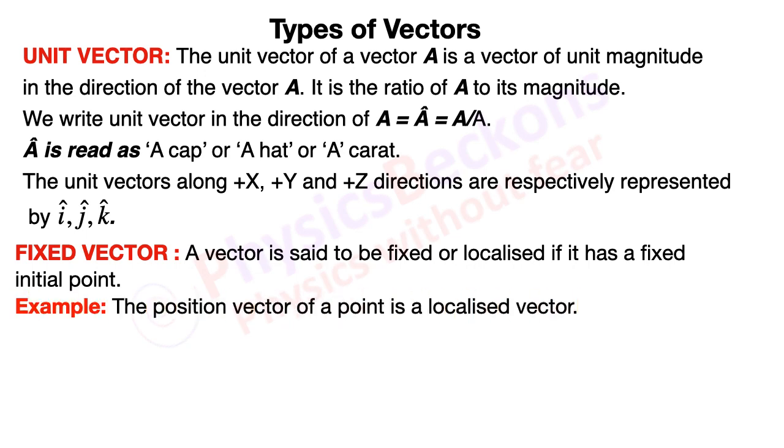the position vector of a point is always a localized vector. Recall, we define position vector with respect to origin or with respect to some reference point. Accordingly, the origin or the reference point is the initial point of the position vector, and hence it is a localized or a fixed vector.